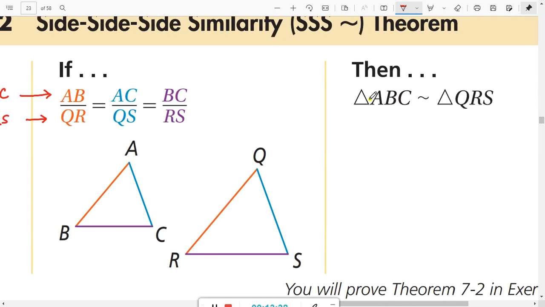All right, and again, they always trace the triangles the same way. So if you start with ABC, and you go past the red, and then past the purple, you have to do the same thing here. So past the red, and then past the purple, that's going to be QRS. ABC is similar to QRS.